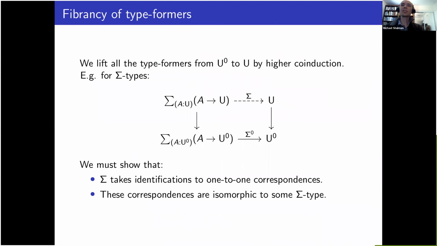This higher co-induction we can also use to show that all of the type formers act on this universe, right? So we don't just want a universe object. We had to know that, say, the sigma type of something in U and a type family in U has to also be in U. And similarly for pi types and so on and so on and so on.